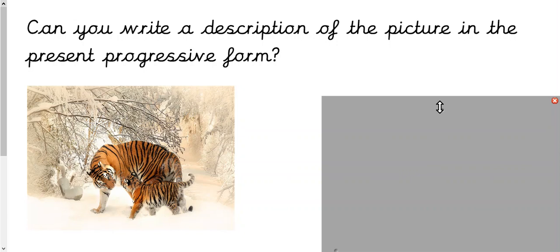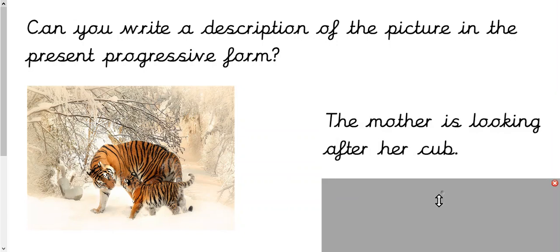Okay, let's have a look what we've got then. So my example would be the mother is looking after her cub. So because we want it in the present progressive this time, I've used the verb is, which is the present tense verb, and then the present tense main verb, which is looking. The mother is looking after her cub. Well done if you've got that correct too.